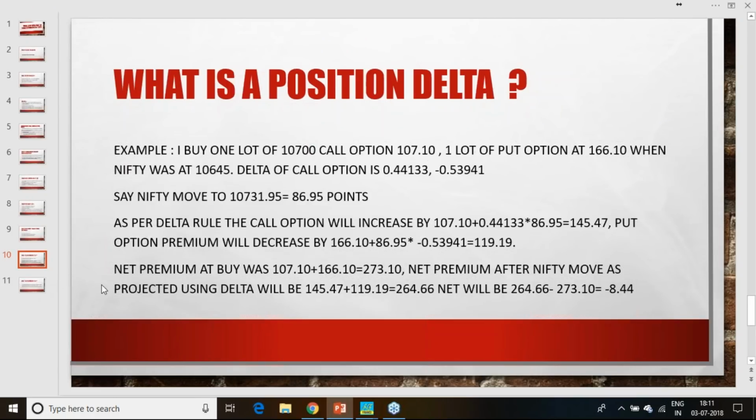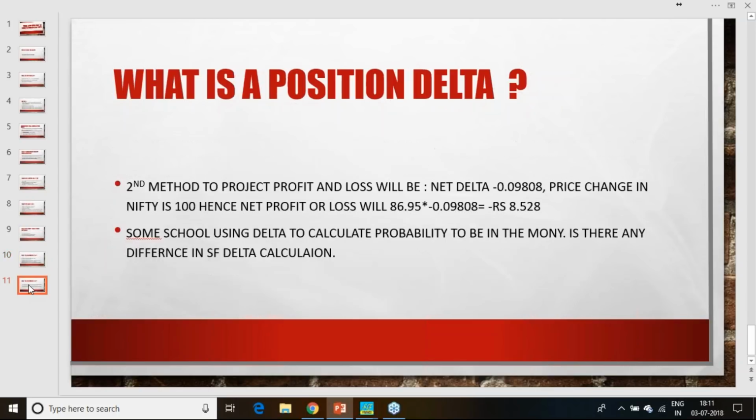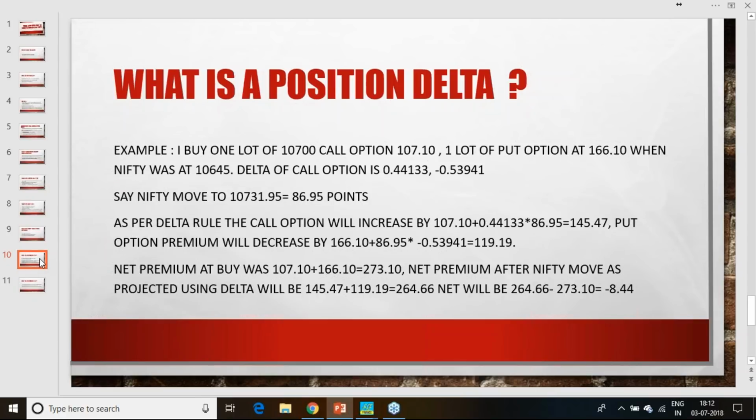So he has asked this question; I will go back to the questions. Some schools use delta to calculate the probability of being in the money. How far are you different from this? I have not changed the delta formulae, Mr. Pandya VPG. I have already told you that whatever formulas are there, I have not altered, manipulated, or corrupted them. I am just conveying how you can utilize them.